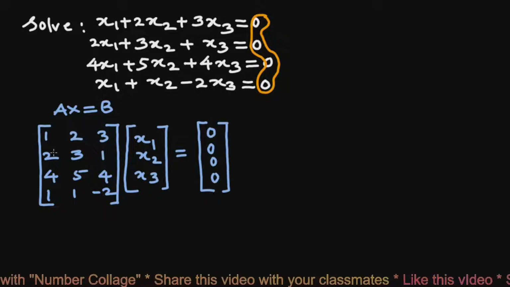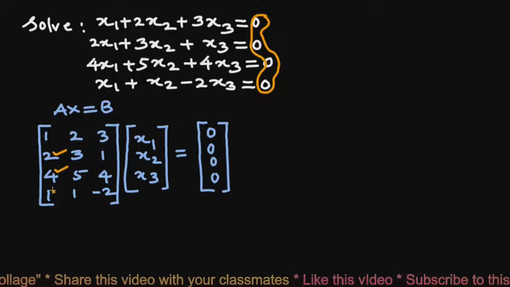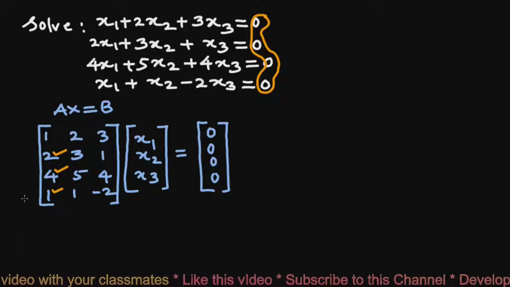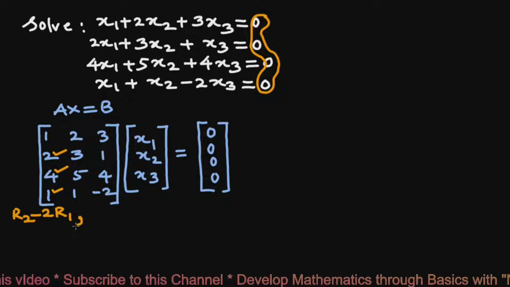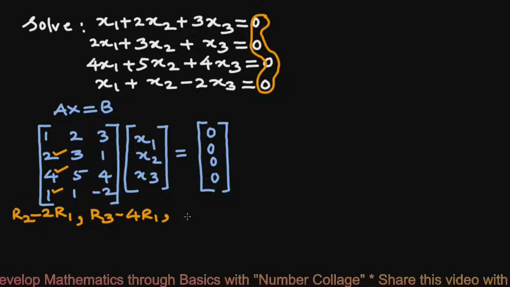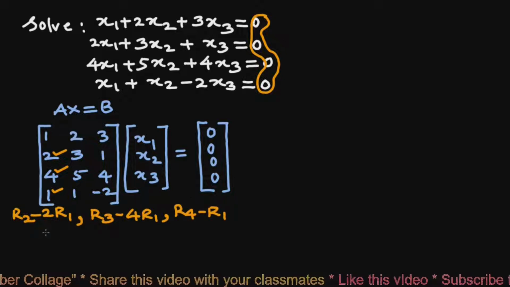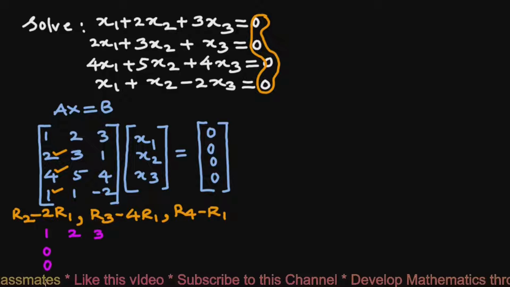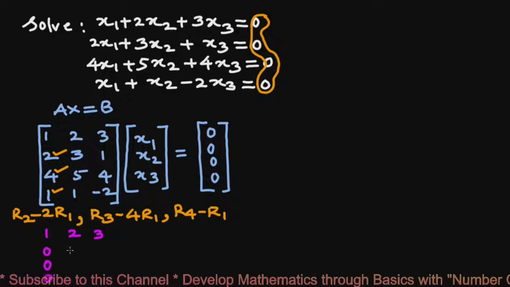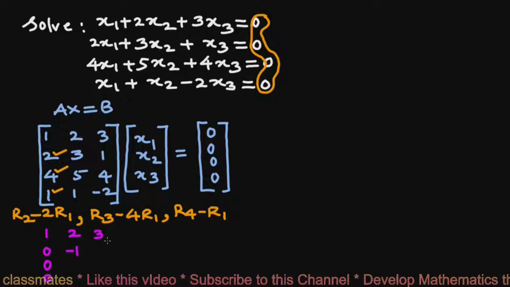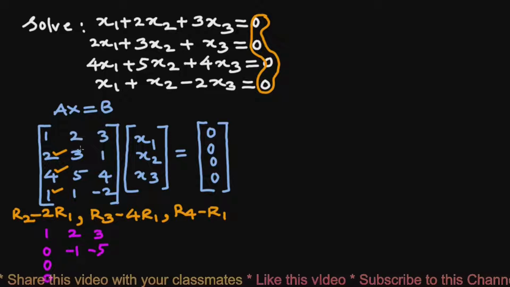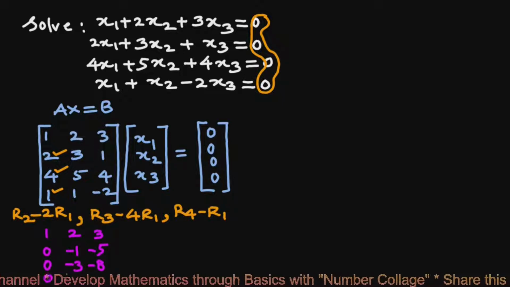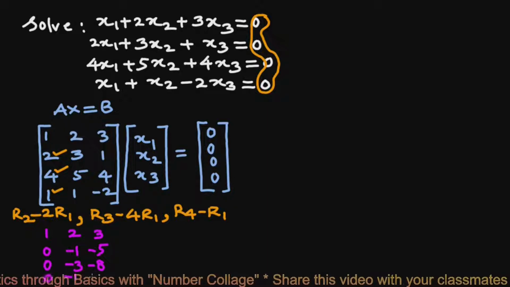We will convert this 2, this 4 and this 1 to 0 by row transformations R2 minus 2R1, R3 minus 4R1 and R4 minus R1. So we get 1 2 3, 2 minus 2 0, 4 minus 4 0, 1 minus 1 0, 3 minus 4 minus 1, 1 minus 6 minus 5, 5 minus 8 minus 3, 4 minus 12 minus 8, 1 minus 2 minus 1, minus 2 minus 3 minus 5.